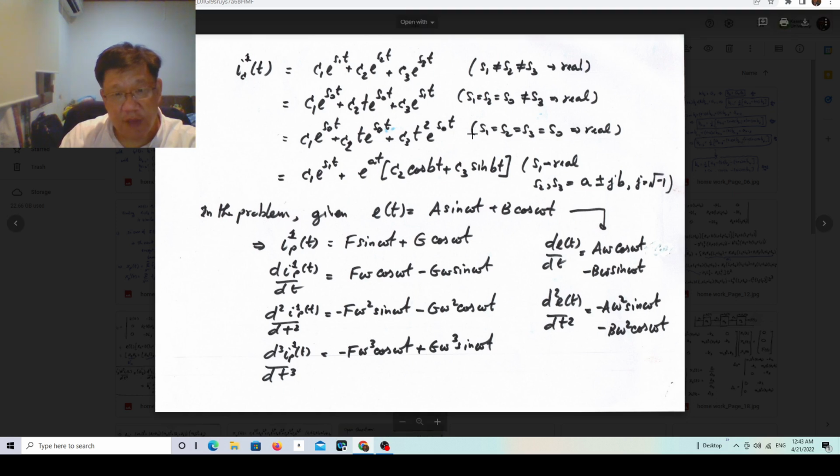And the third case is that all three roots are equal, which we call S sub 0. And this one you can extend from C sub 2 t to the third equal root, okay? You have C sub 3 and then t square, okay? And you can keep extending this if you have four roots the same, for the fourth order and fifth order and so on.